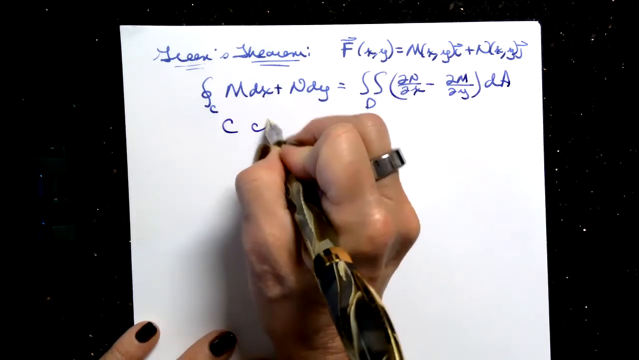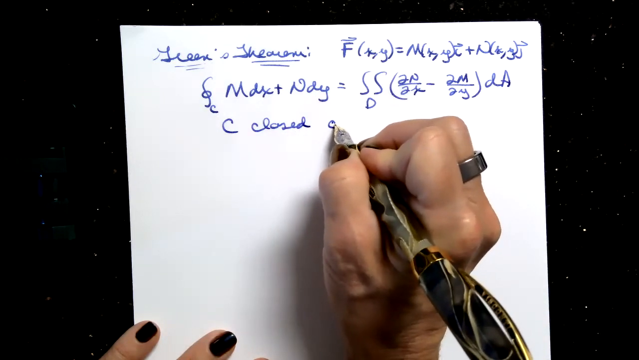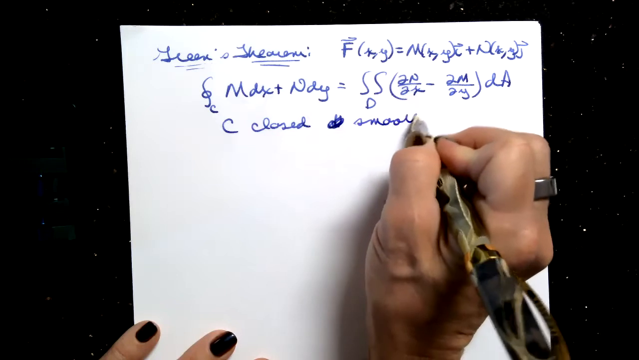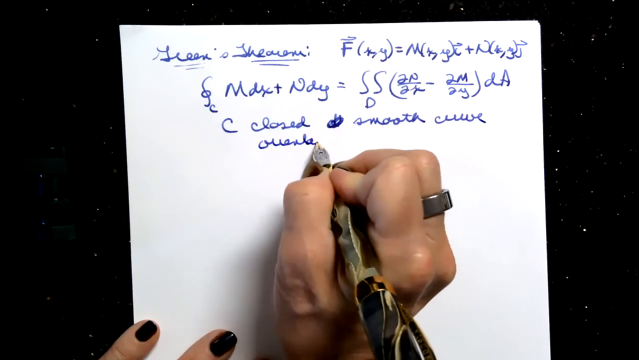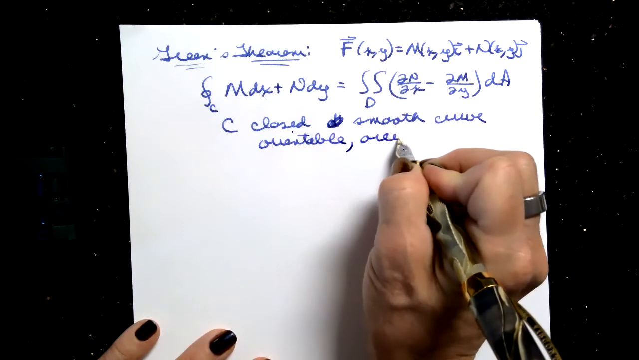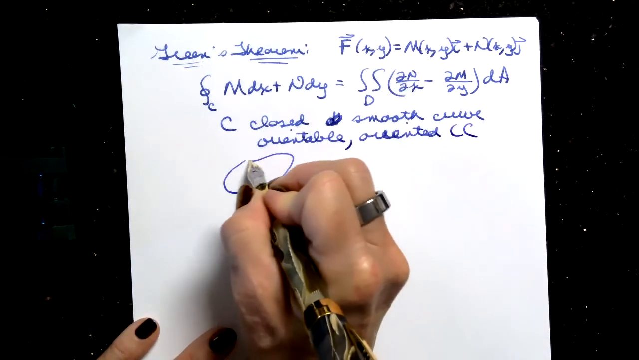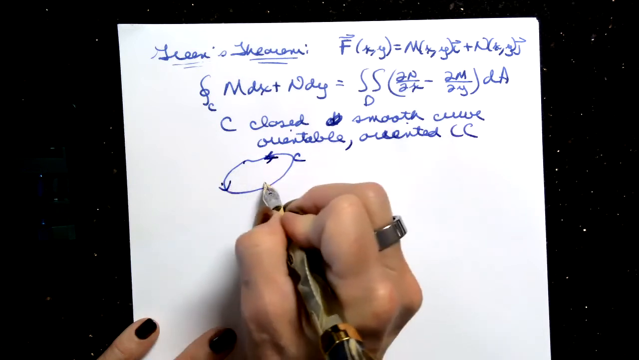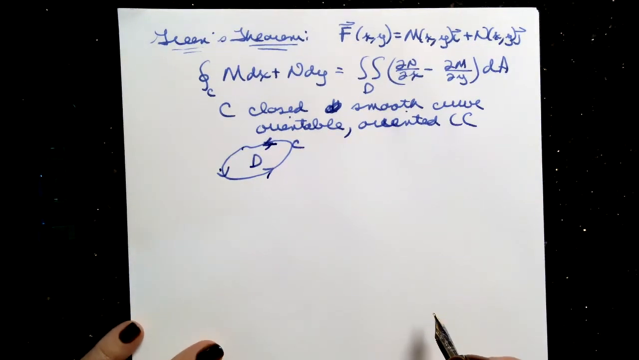So we think of C as a closed differentiable curve, a closed smooth curve, I believe this book calls it, which is orientable, and it's oriented counterclockwise. And so C is some closed curve like this, and it's oriented counterclockwise, and it bounds some region D. Okay, so that's the original statement of Green's theorem.